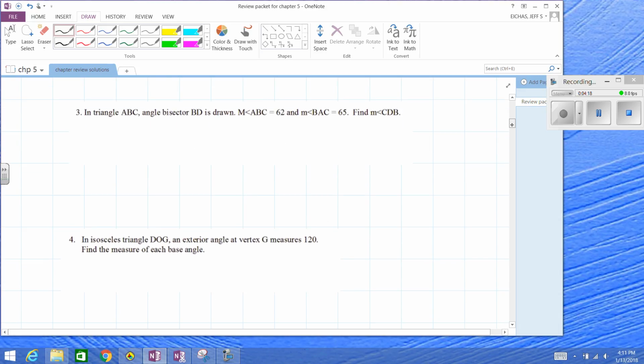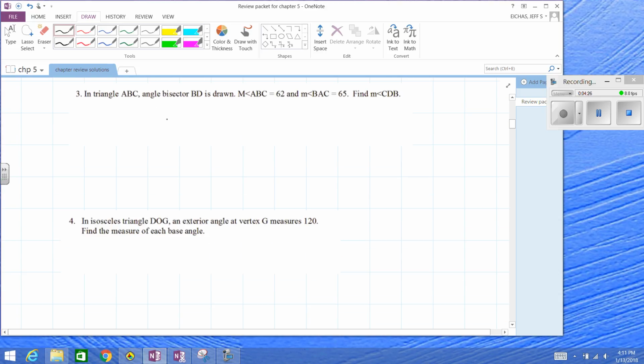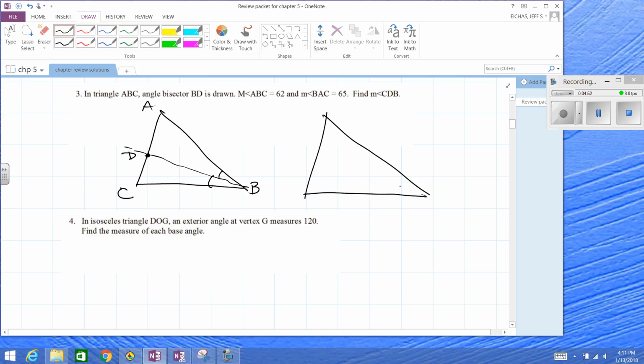Okay, so continue on. Is there a triangle? Okay, I guess we just got to create one. So in triangle ABC, I'm going to draw a random triangle here and hope that it's going to work out. Angle bisector is drawn, so let's say we cut the middle of this angle. Those are the same, BD. And the measure of angle ABC is 62. All right, so I'll draw that again without the angle bisector. So this whole angle is 62. And they want me to find CDB. Wait a minute. Oh, I missed one. Sorry, BAC is 65. Okay. All right. CDB. So we want that one.